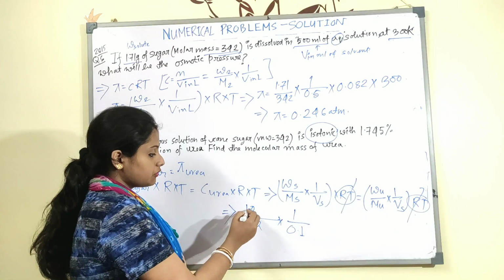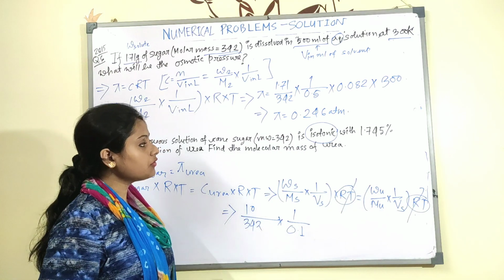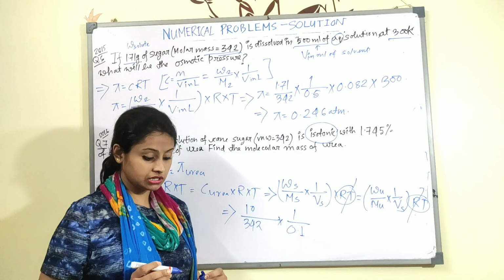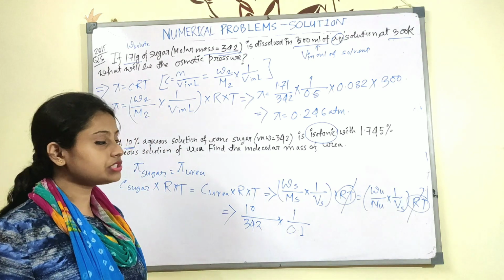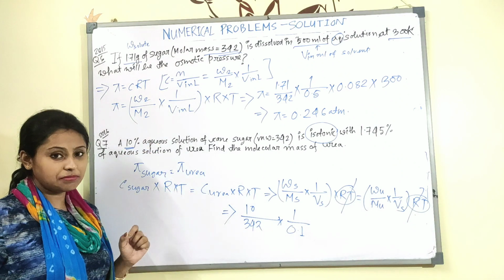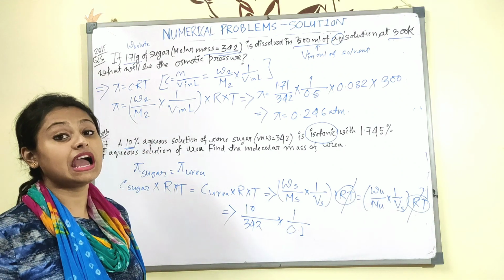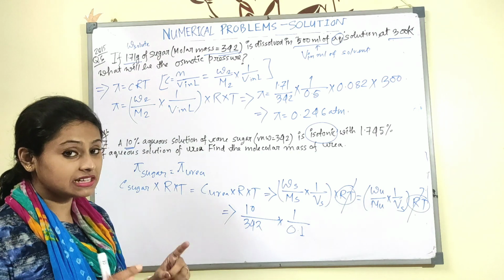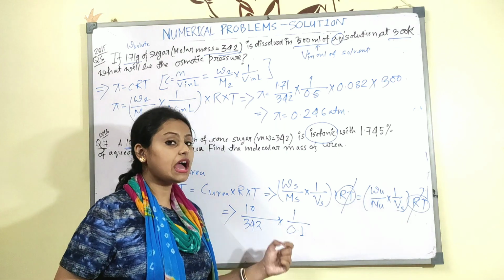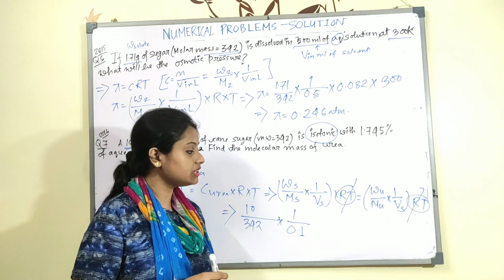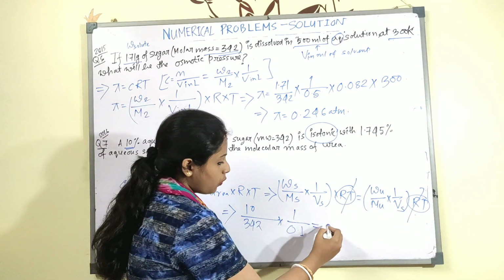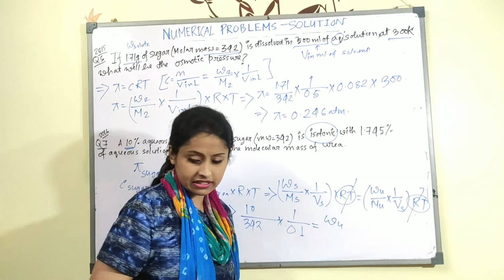The weight of solute will be 10 over here. The molecular weight is already mentioned, that is 342. Now what will be the volume of solution in liter? That is not mentioned over here. But see, this is a 10% aqueous solution. That means the volume of solution will be 100 ml for sure, because percentage is provided over there. So we have to convert 100 ml into liter, that is 0.1 liter.